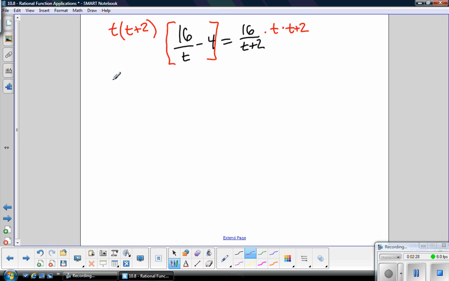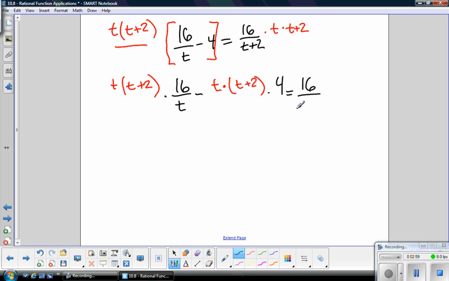Okay, so multiplying, we have t times t plus 2, that gets multiplied to the 16 over t. I also have to take that entire piece, this entire t times t plus 2, and multiply that to the 4. And that's going to equal 16 over t plus 2 times t times t plus 2. Okay, so now let's go through and cancel.